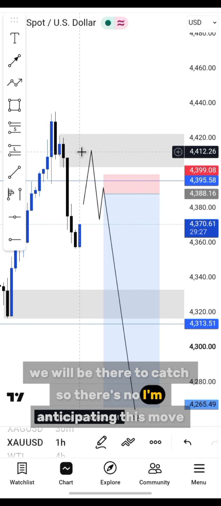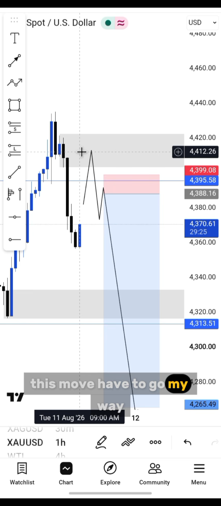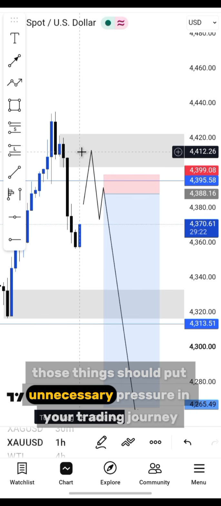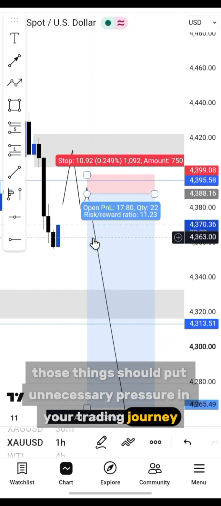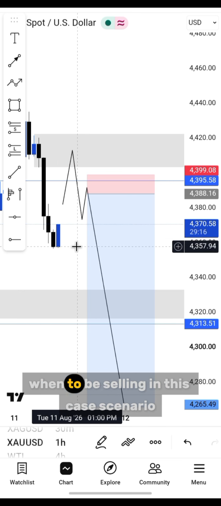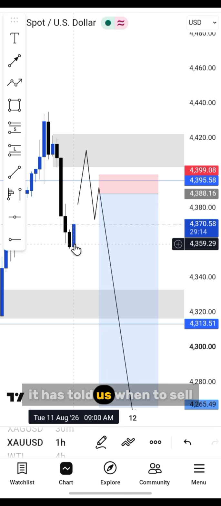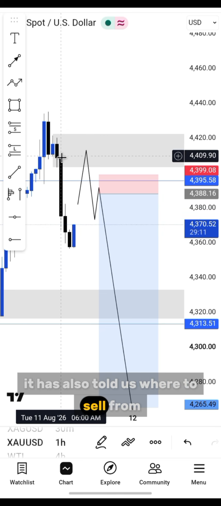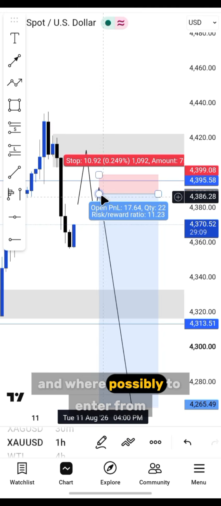Whatsoever the market does, we will be there to catch it. So there's no "I'm anticipating this move" or "this move has to go my way." Those things will put unnecessary pressure on your trading journey. Instead, just know that your strategy tells you when to be flat, when to be buying, when to be selling. In this scenario, it has told us when to sell, where to sell from, and where possibly to enter from.